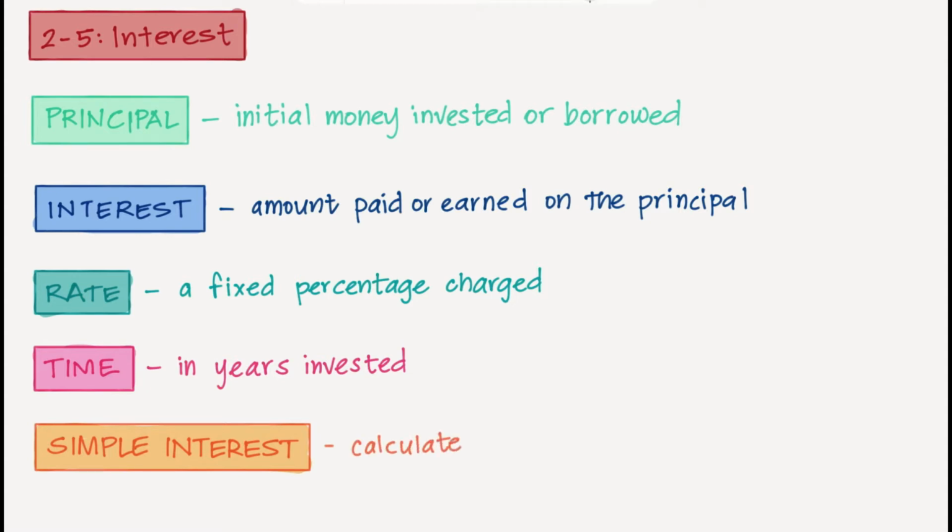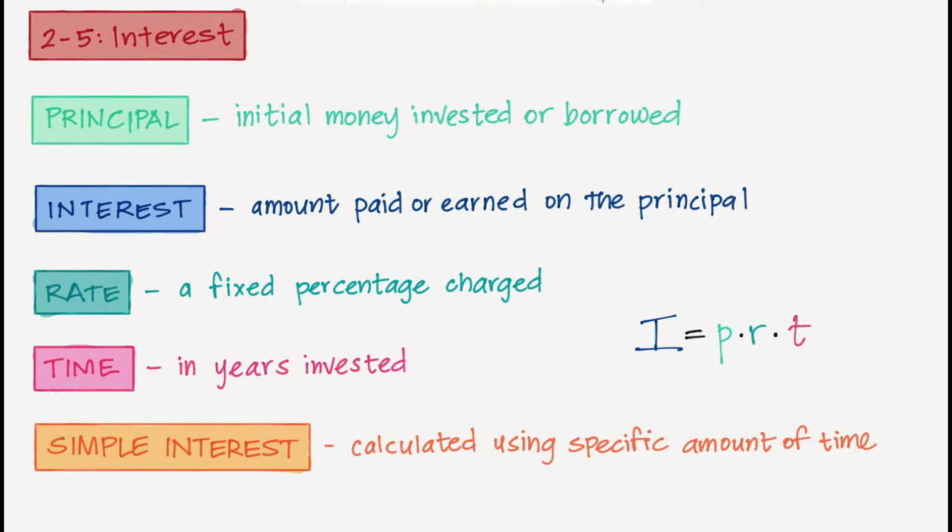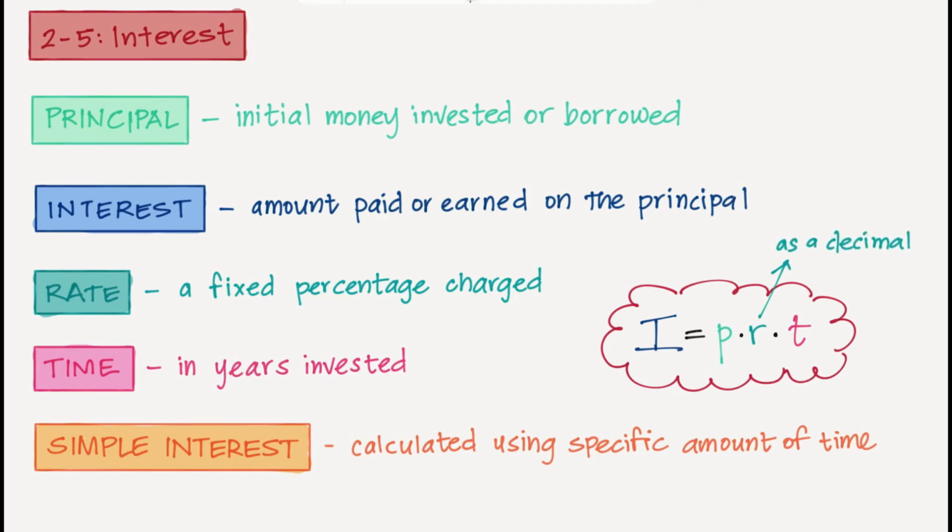The last thing that we're talking about is simple interest. There's also compound interest, but in this lesson, simple interest is calculated using specific amount of time, okay? And the formula we're going to use is capital I for interest is equal to P for principal times R for the rate times T for time. And that R, that rate, similar to what we've done before, we need to convert it into a decimal first before we can do any multiplication.